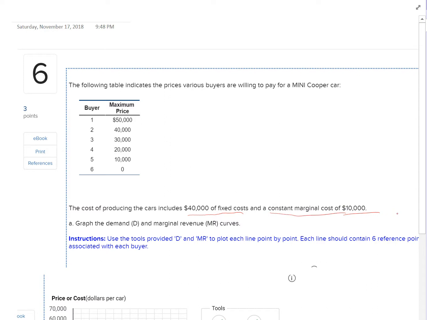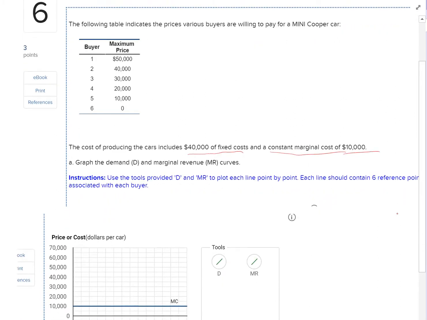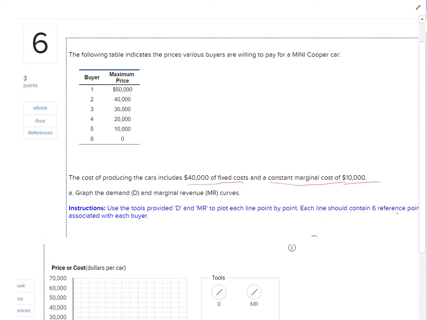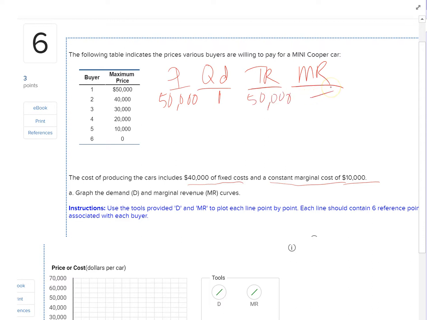So we're going to graph the demand curve and the marginal revenue curve. So we're going to want to get some information here. So we're going to go price, quantity demanded at that price, which is not the same as what we see here. We're going to look at total revenue that we would earn and marginal revenue, since we're going to be putting all that together. So let's start with the price of $50,000. And what we see from the chart is that one person will buy at $50,000. So total revenue is $50,000, and marginal, we don't have a change yet.